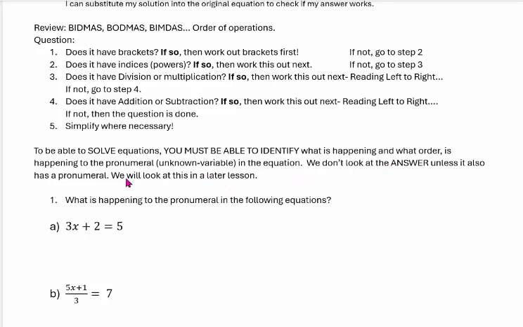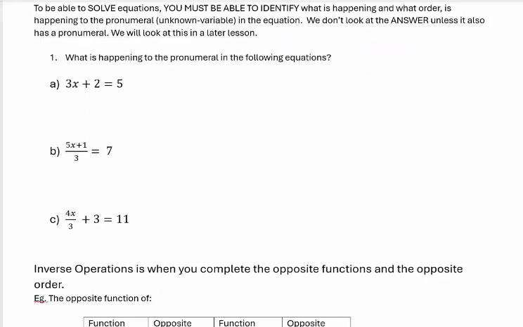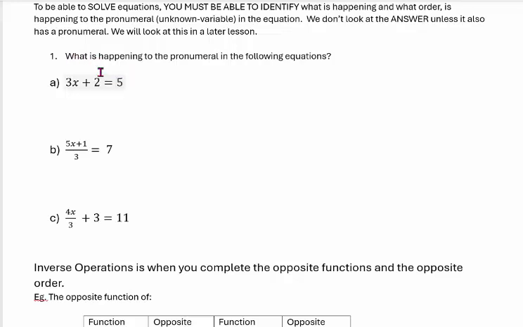We don't look at the answer unless it has a pronumeral, and we will look at that later. So this is how we're starting. You must be able to identify what's happening first. So this one: what is happening to the pronumeral in the equation? In this case, the pronumeral is the x. So you can see what's happening to the x. It's next to it. So we know that next to it means times, and then it's adding 2. I'm not even looking at the answer yet. We're going to look at these later on. So this is 3 times x and then plus 2.